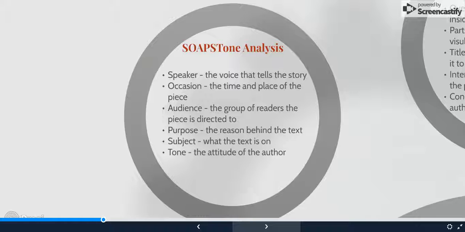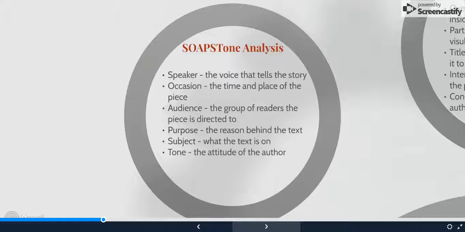Audience: who is the group? Who is the author writing to? Is it a group of readers? Is it just one reader? Who is this piece directed to? Purpose: what is the reason behind this text? Why is the author writing it? Why are they passionate about this topic? And why are they trying to encourage us to be passionate about this topic? Subject: what the text is on. Pretty much just what is the topic and how does that relate to the story?